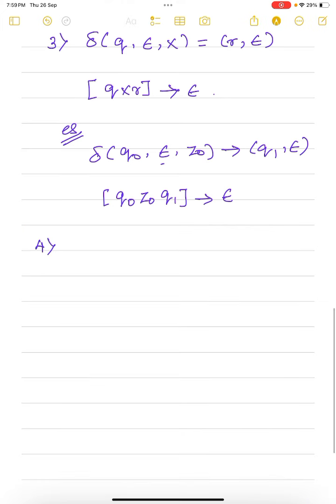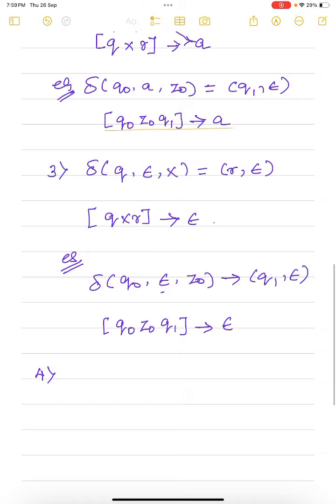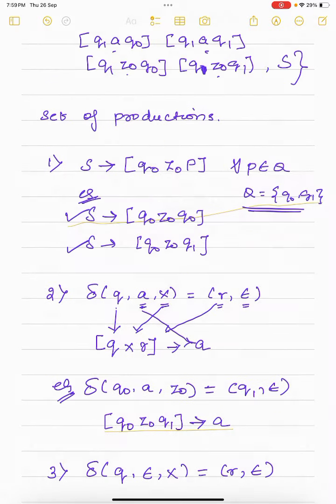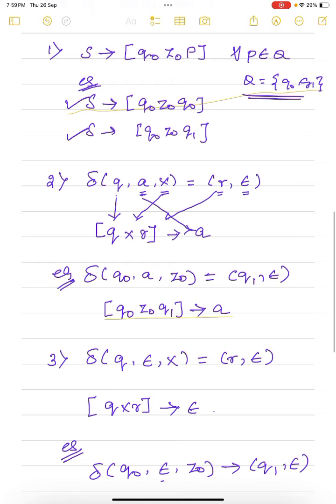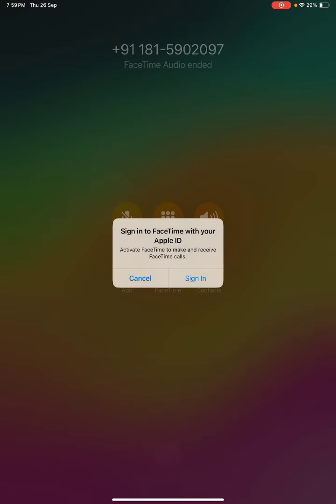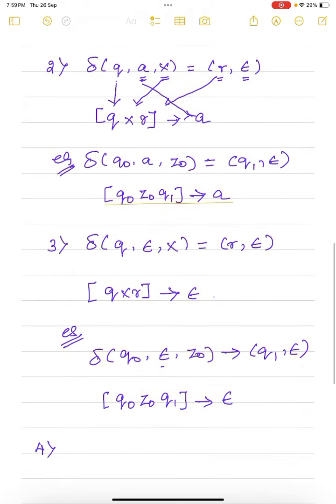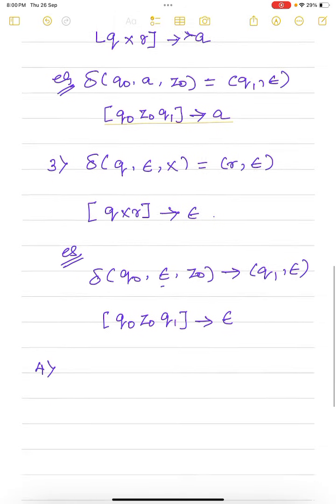Now the fourth rule. See, these two we have, this one is for the start symbol. This production we are including for the start symbol. And these two productions, rule number 2 and 3, we are including for pop operations.